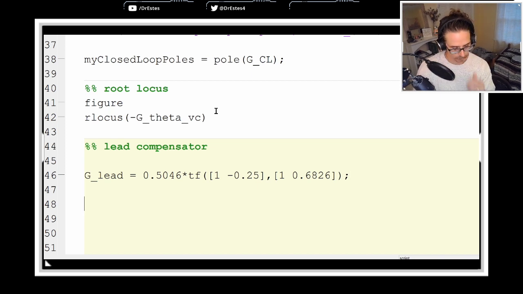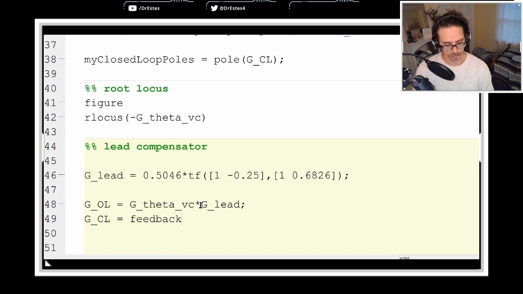Okay, so in this case, our open loop transfer function is this: theta to the control voltage times G lead. For my closed loop transfer function, we can just use the feedback command, G open loop, and then you put a 1. Let's do that. And let's also get the poles of this.